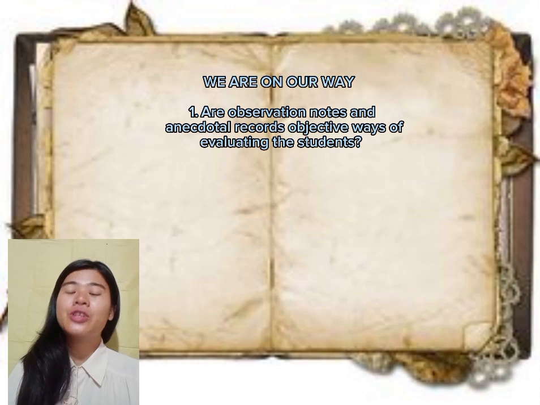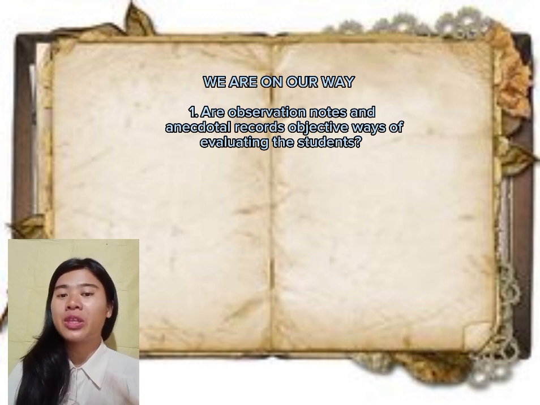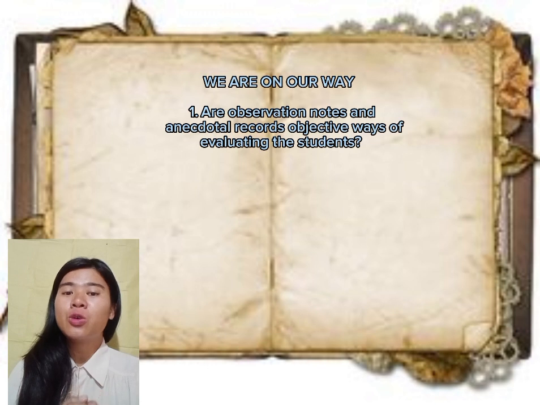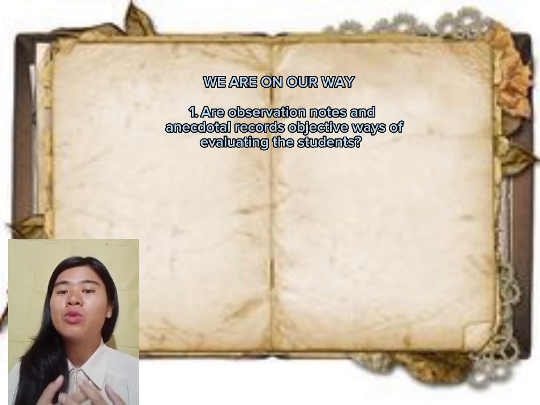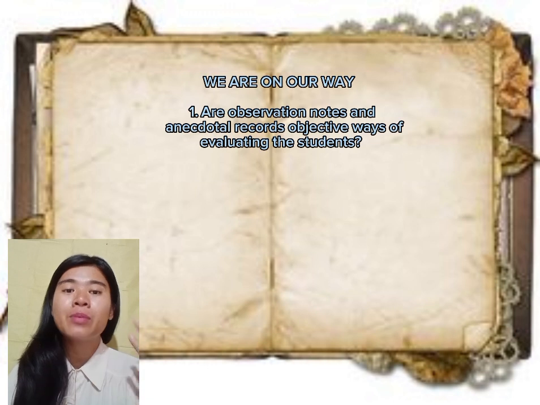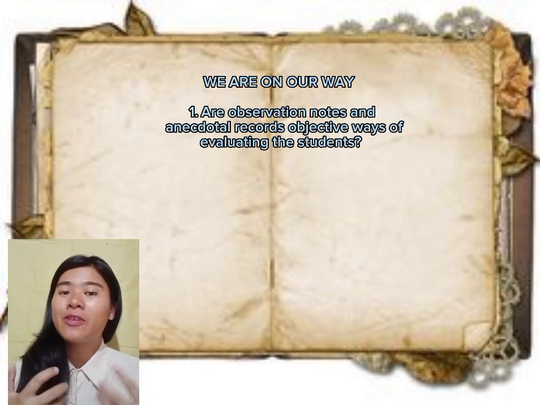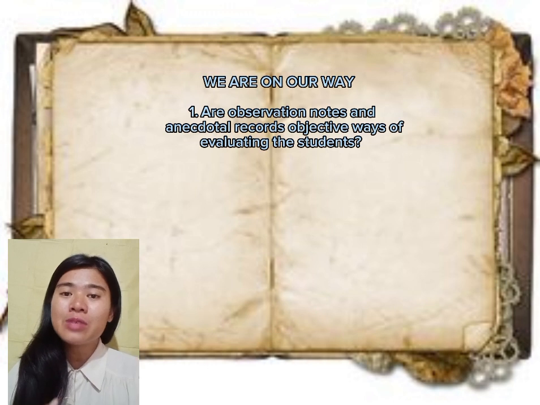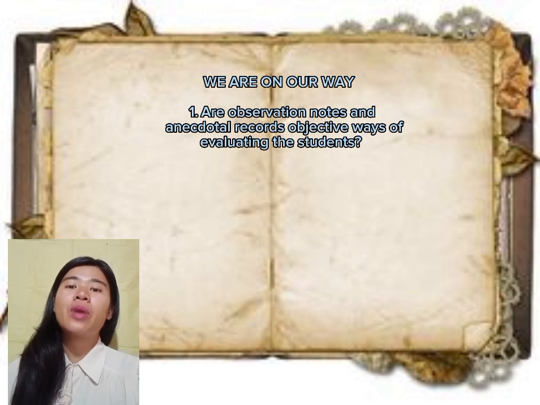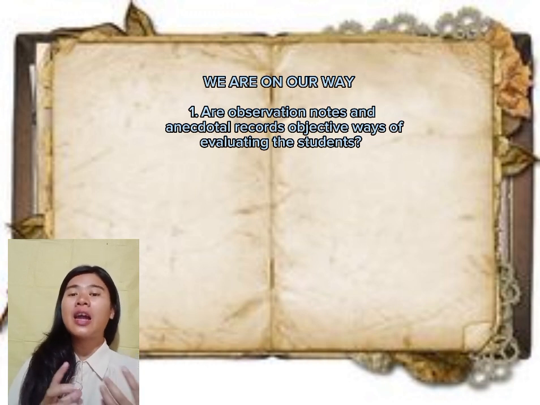So let us now proceed to another activity. We are on our way. Are observation notes and anecdotal records objective ways of evaluating students? Observation notes and anecdotal records are not always considered objective ways of evaluating students or learners, because they are mostly based on the personal observations and perceptions of the person conducting the observation. These methods involve taking notes on what is observed in the classroom, such as students' behavior, social interactions, and academic progress during the observation.